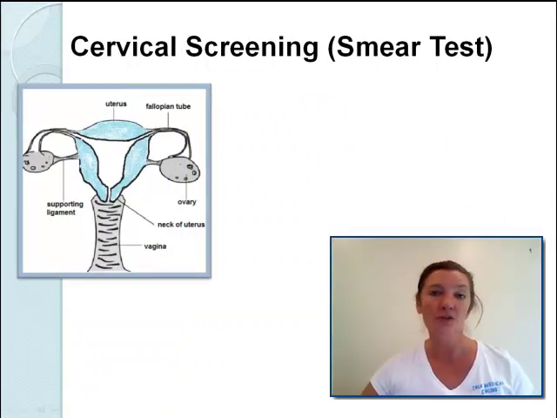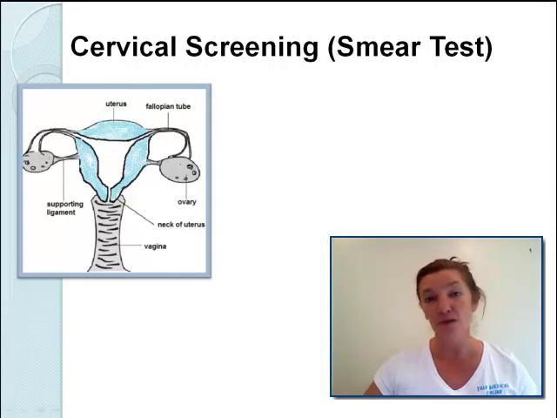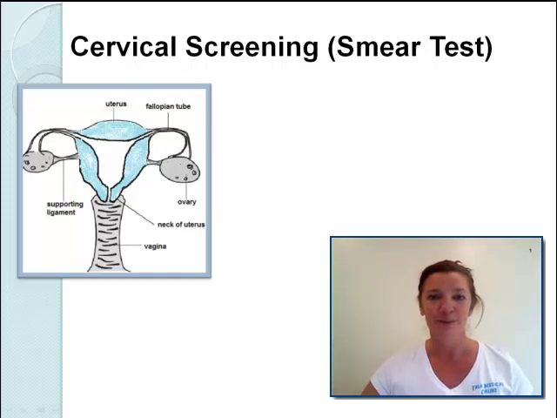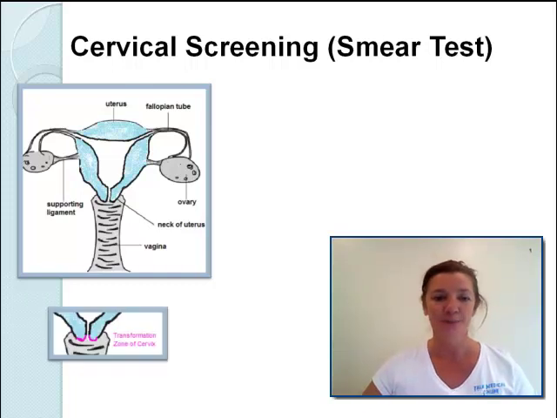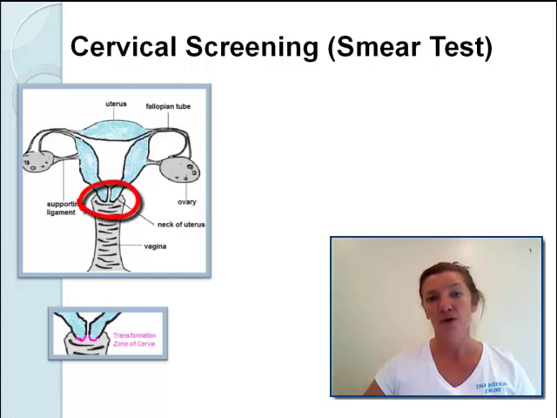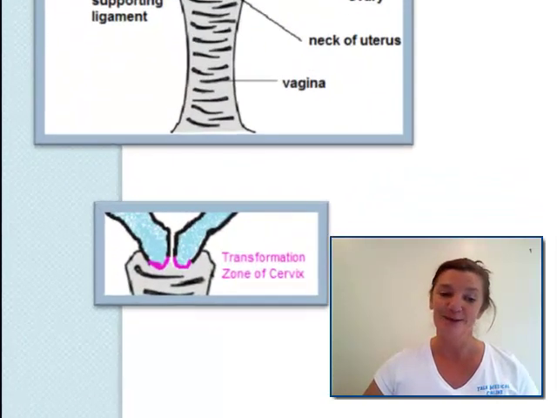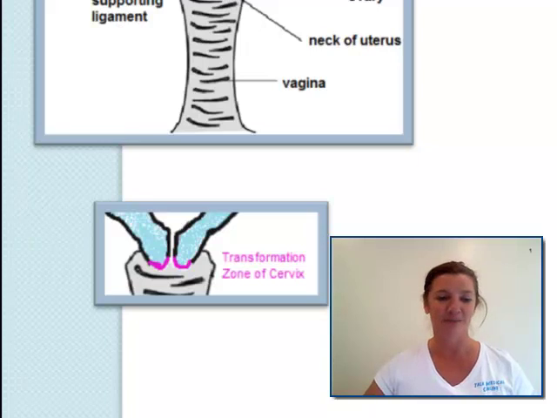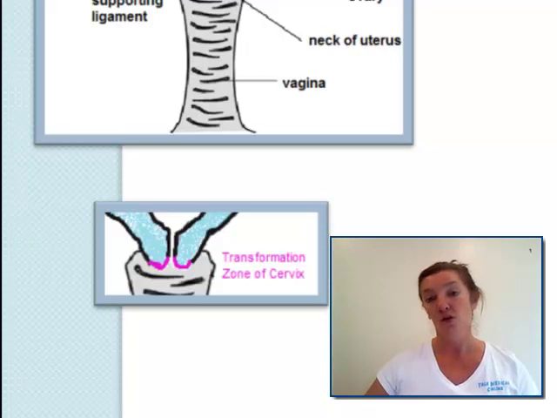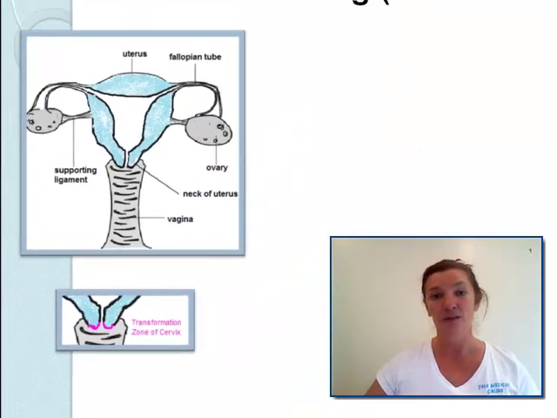A very common screening process that ladies have is something called cervical screening, more commonly known as a smear test. Let's have a look at this in more detail. First of all, when a lady is having a smear, they are actually looking at the cells at the neck of the uterus, the cervix, so right at the top, and there's a zone which is called the transformation zone, or the T-zone sometimes it's known as. And this is the area where the nurse or the doctor will try and get a good sample of cells to be examined.